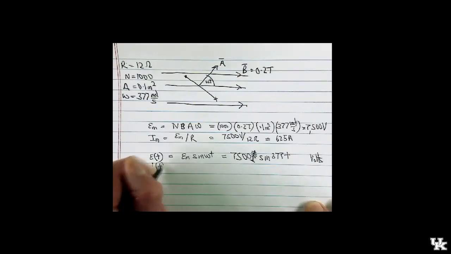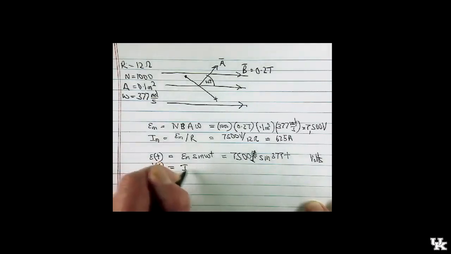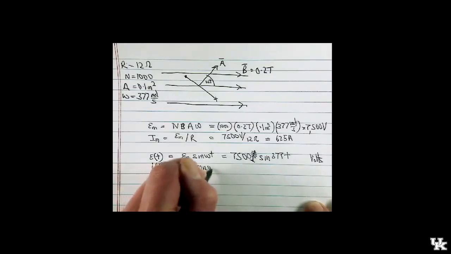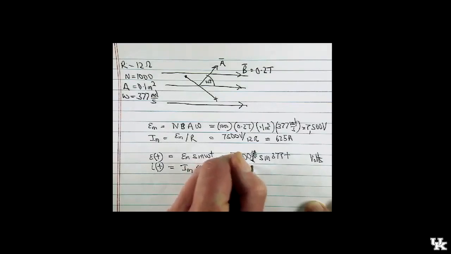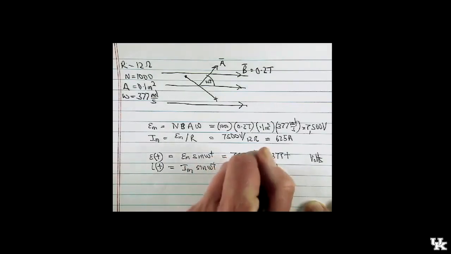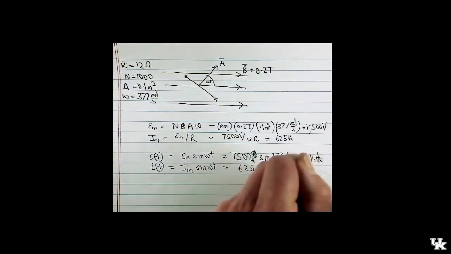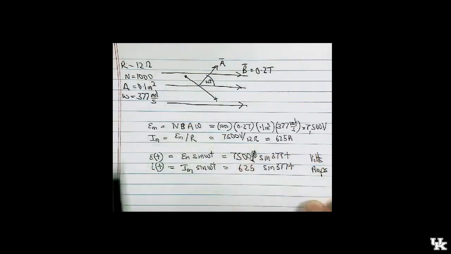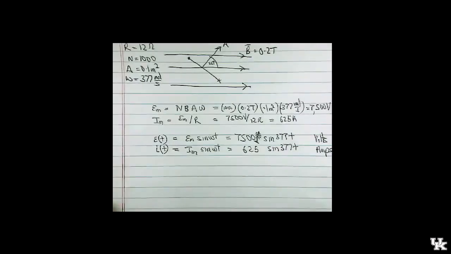Same sort of thing for the current. The current, I'm going to write it as lowercase i because we normally do that when the current changes with time, is the maximum current times sine omega t. That maximum current was 625 amps, and it has that same time dependence: sine of 377 times t for time. And that's in amps. And so those are the expressions for the induced current and the induced voltage versus time. And that's quite different from the translational motion case.